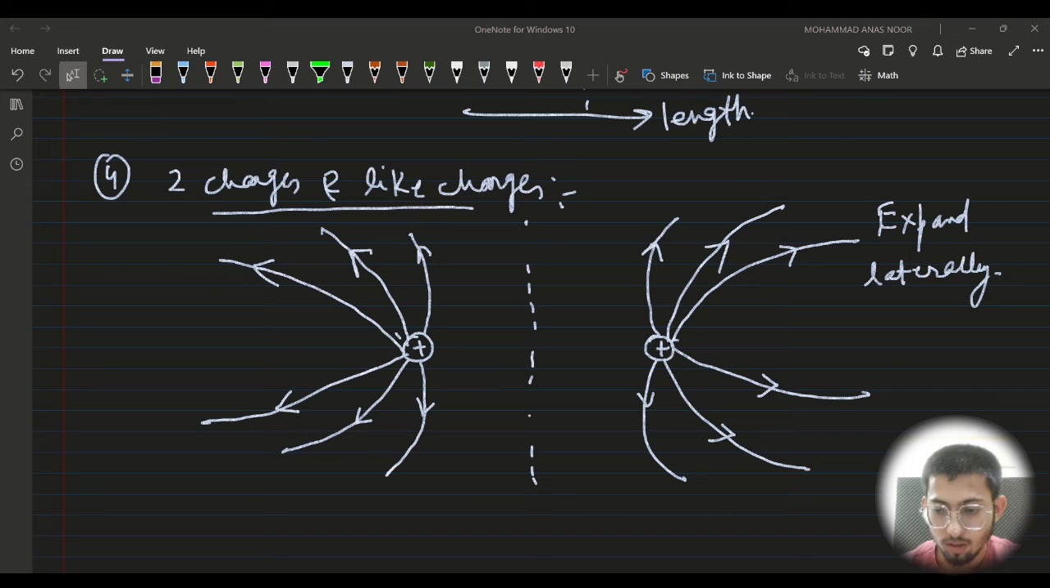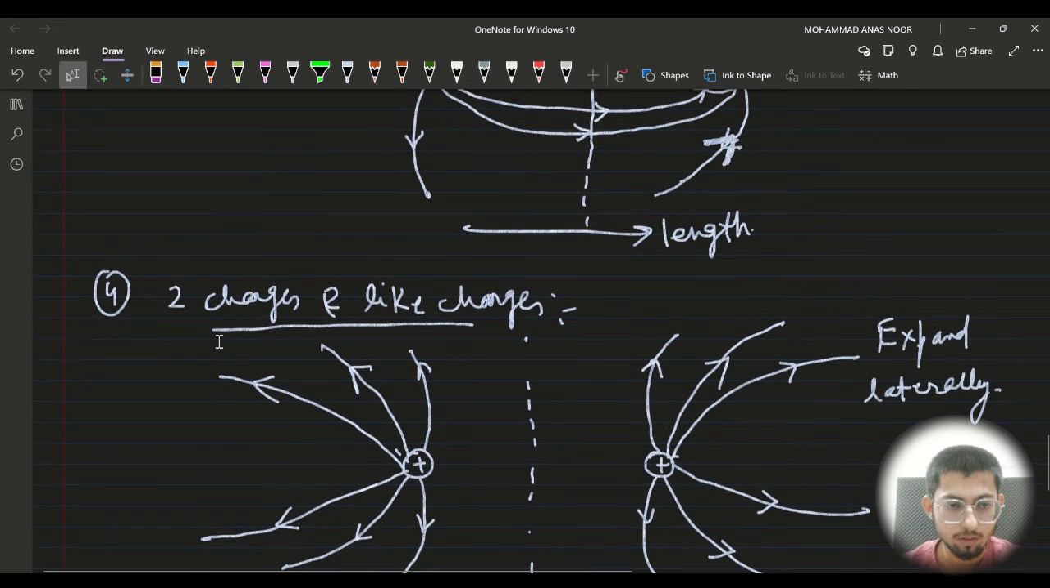Okay, so this is completed. Okay, the properties of electric field lines. Right? So you can write it. Or you want to write it? You wrote it? Okay.